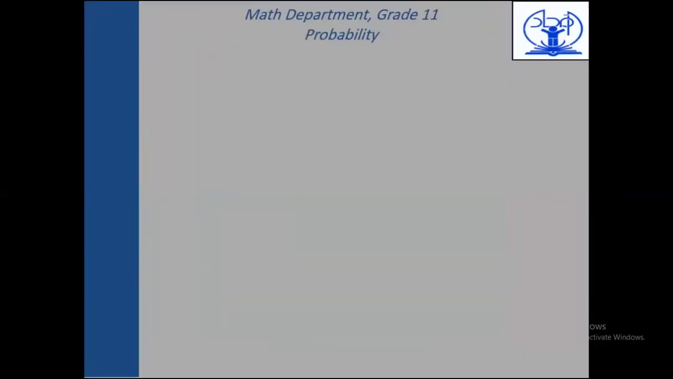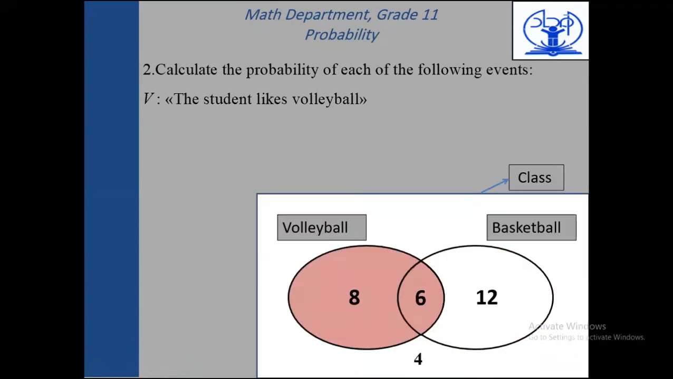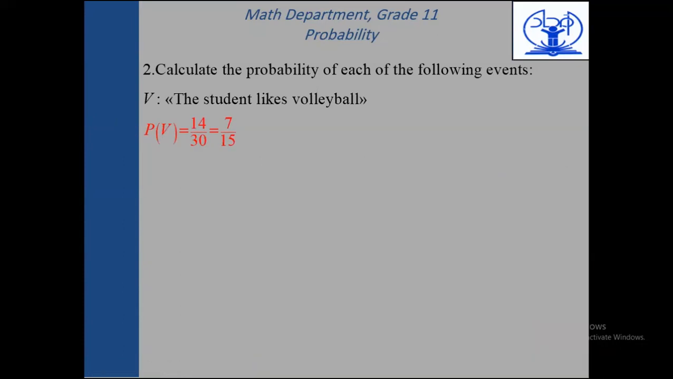Now the experiment is that one student is chosen at random. Calculate the probability of each of the following events. The student likes volleyball. I'm not saying likes only volleyball. I'm saying likes volleyball. So the set of volleyball students is all of this shaded set here. So these are 14 students, 14 over 30, and that's 7 over 15.